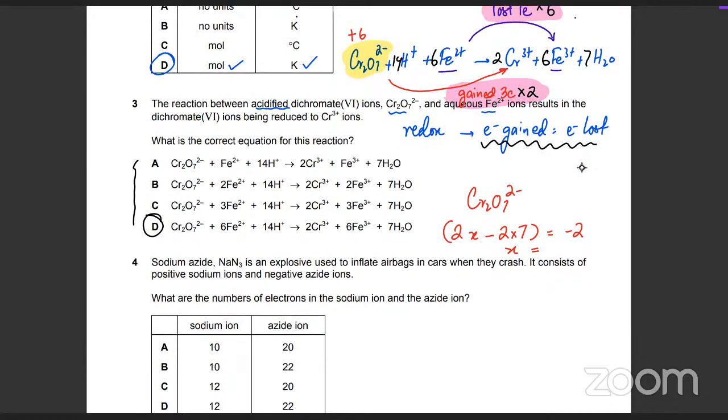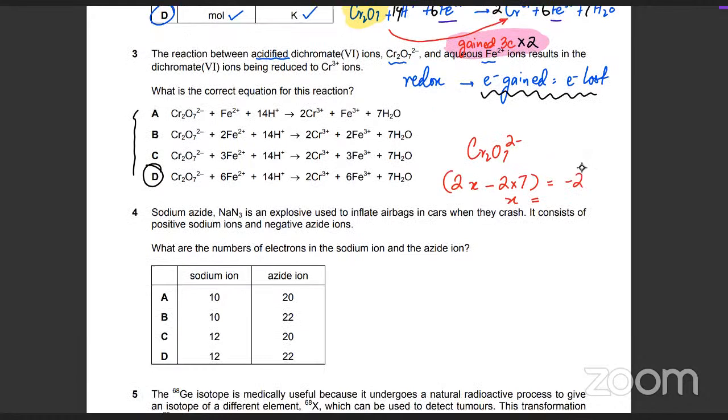So next one. Sodium azide is an explosive used to inflate airbags when they crash. It consists of positive sodium ions and negative azide ions. So it's NaN3, right? Now we know that Na is +1, so this N3 is going to be -1. So he's asking for the number of electrons in Na+ and also in N3-.